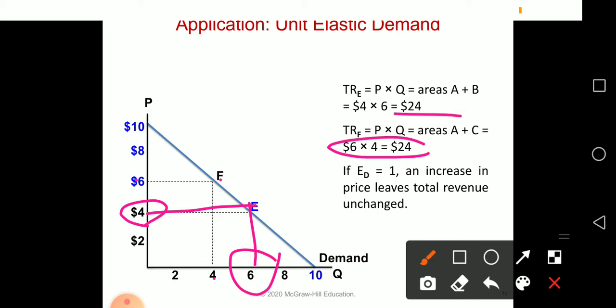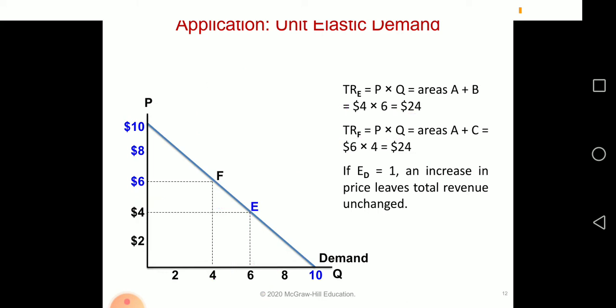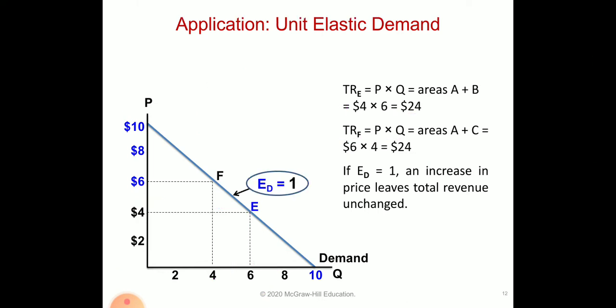What do we deduce or conclude from this? That the elasticity of demand is exactly equal to 1. An increase in price leaves total revenue unchanged, as we see here.